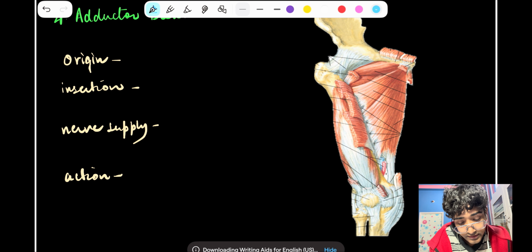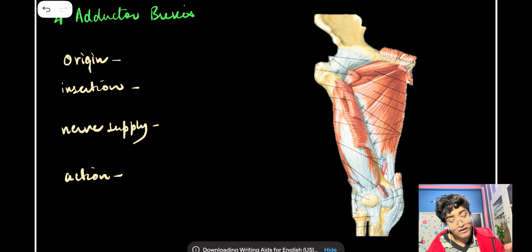Coming to our next muscle, this is the adductor brevis muscle.